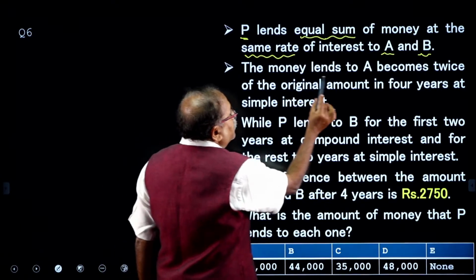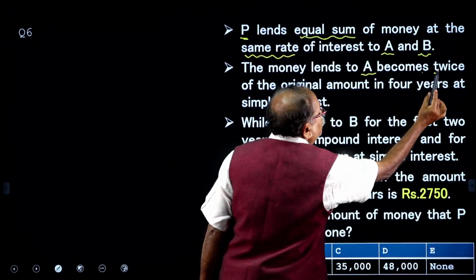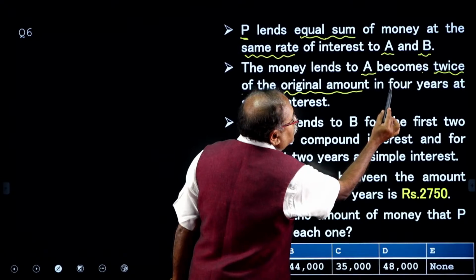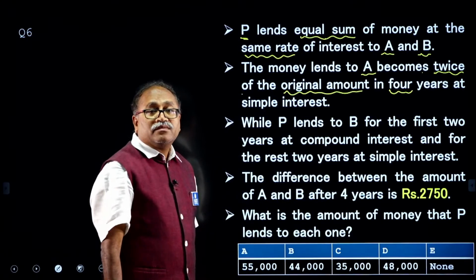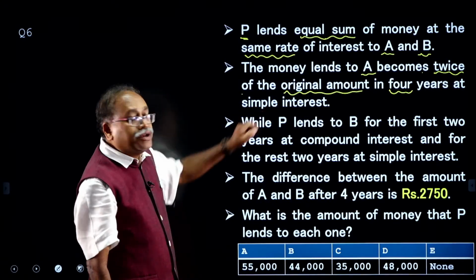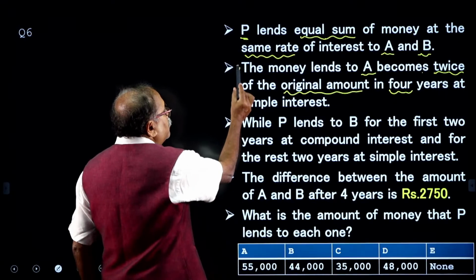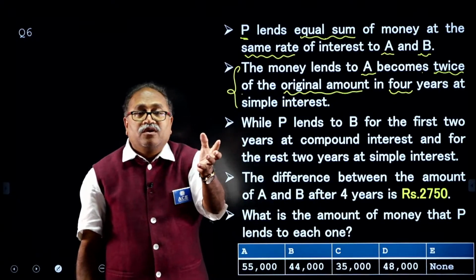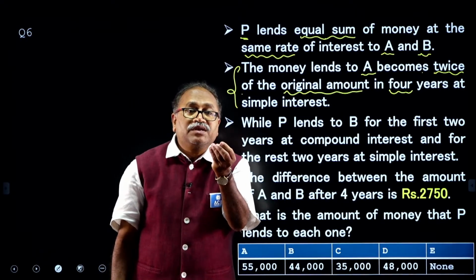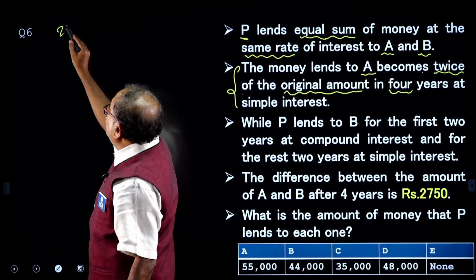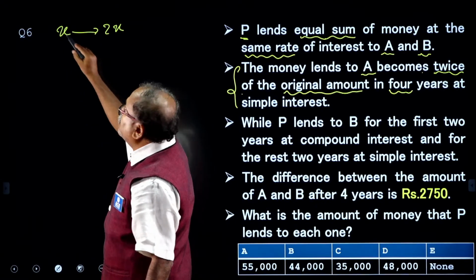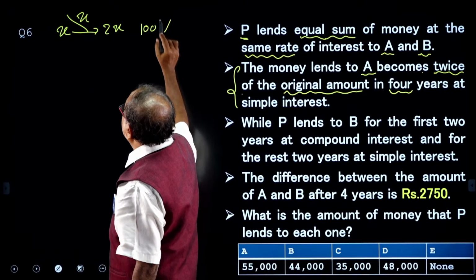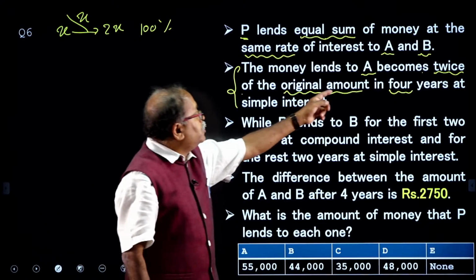Next it says the money lent to A becomes twice of the original amount in 4 years at simple interest. So, from here what do you know? If the amount becomes double, how much is the interest? 100% interest, right. So, if x becomes 2x, how much is the interest? X interest over x, that is 100% interest. In how many years? In 4 years.